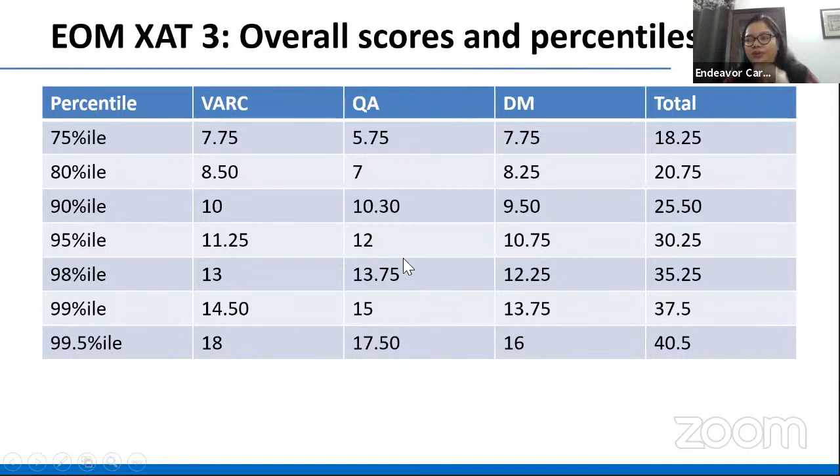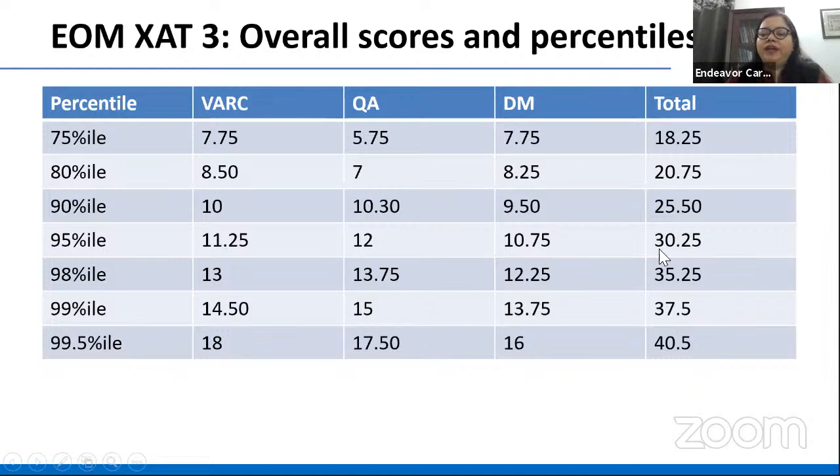Remember there is that negative marking for every unattempted question beyond 8 questions. So 0.10 negative marking, and that will mean that you can even look at scores as 10.30, 10.50, 9.50 in decision making, and overall of 25.50. An overall of 30.50 fetches you a 95 percentile with 11.25 in VARC, 12 in QA, 10.75 in DM.